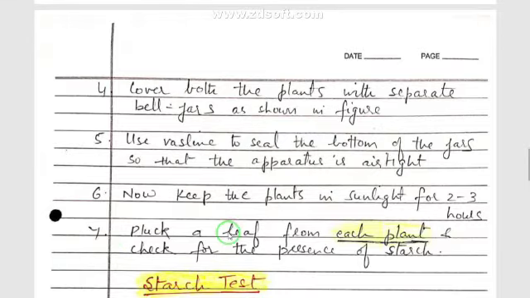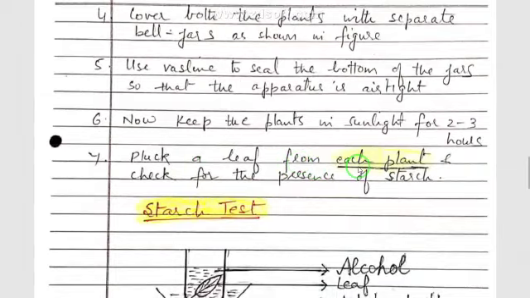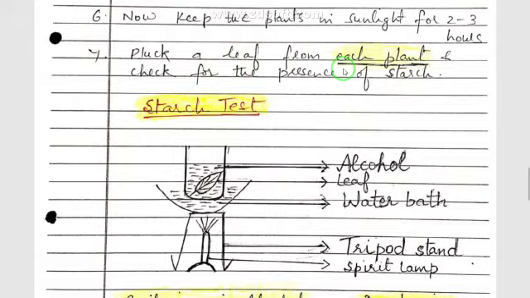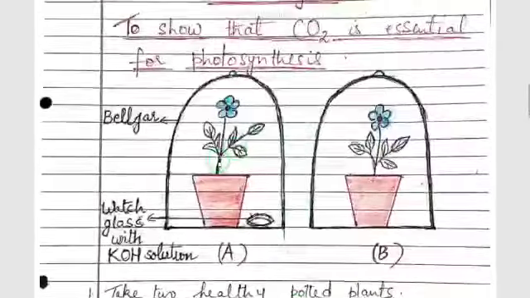Now keep the plants in sunlight for 2 to 3 hours. Next step is pluck a leaf from each plant and check for the presence of starch. Means when we keep these plants in sunlight, the photosynthesis process will take place and glucose will be prepared during photosynthesis, which will be converted into starch. So from both the bell jars A and B, one by one we'll pluck one leaf and test for starch.